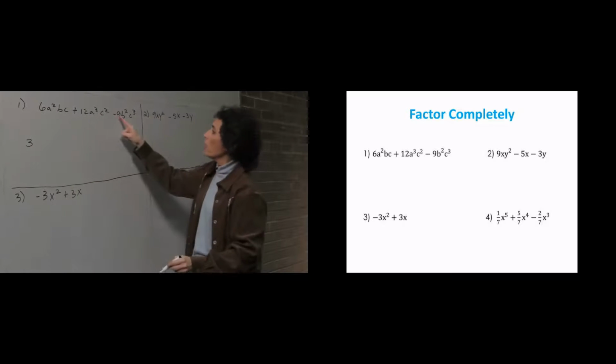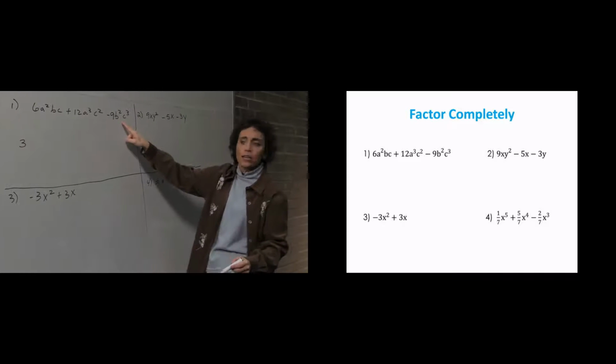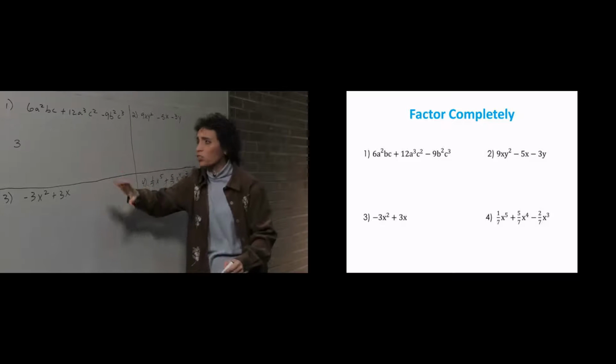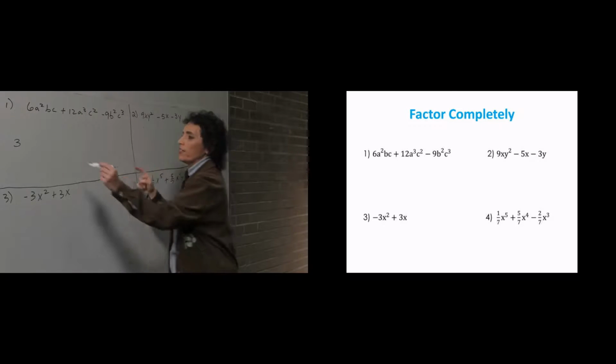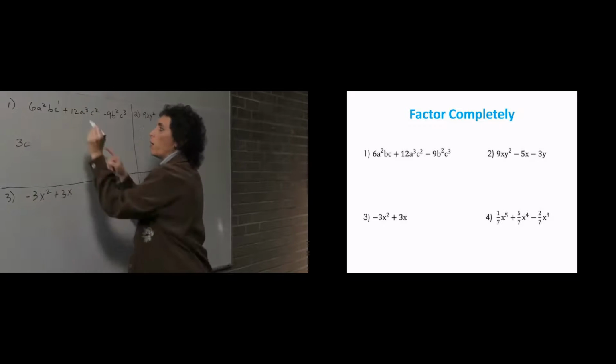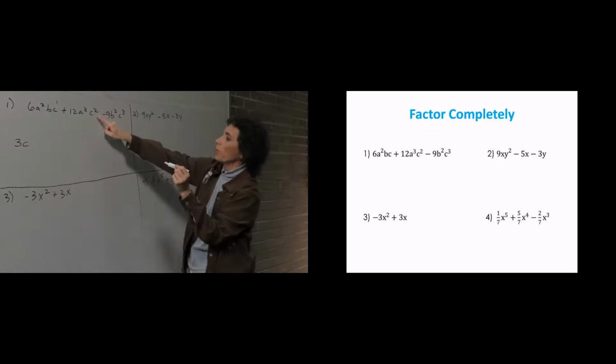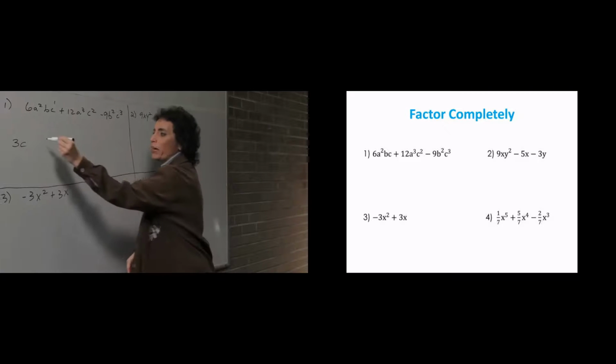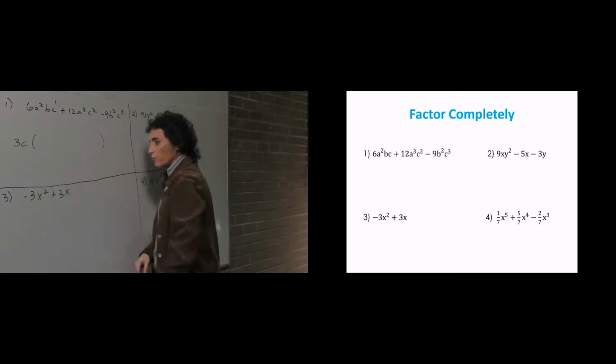Now A, not everybody has an A. He doesn't have an A. B, nope, he doesn't have a B. So B is not part of my GCF. C, yes, everybody has a C. And that's to the first power, to the second power, to the third power. So the smallest one is just C to the first power. That's my GCF. So I write it down.